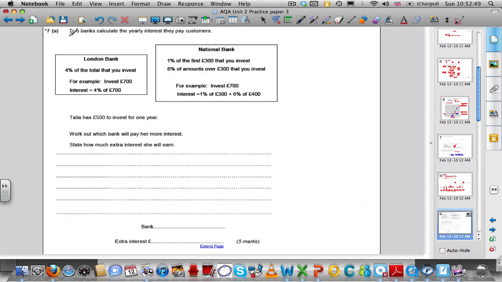Okay, question 7a. Two banks calculate the yearly interest they pay the customers. London Bank and National Bank. Talia has £500 to invest for 1 year. Which bank will pay her more? So work this out nice and neatly. First of all, work out how much she'll get in London Bank. She gets 4% of the total you invest. So she's investing £500. So you want to work out 4% of 500.